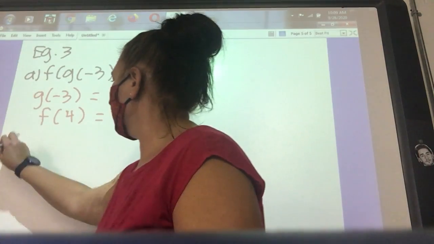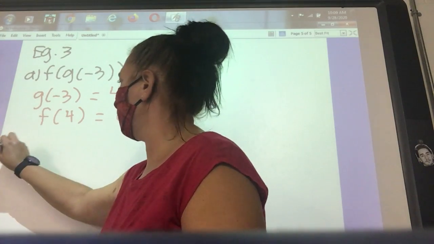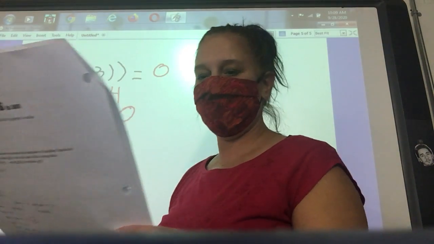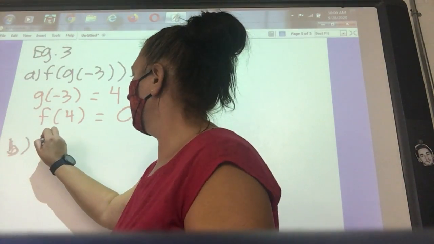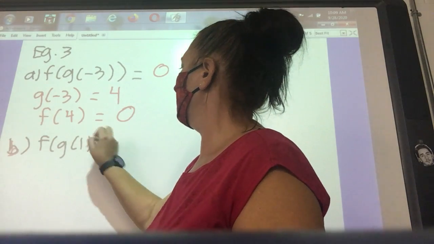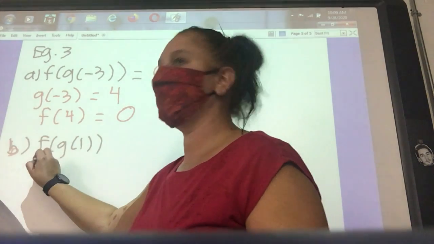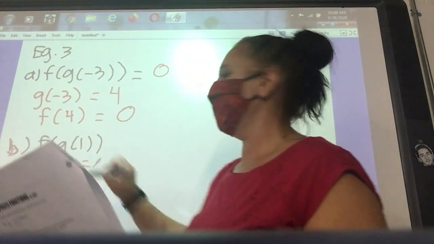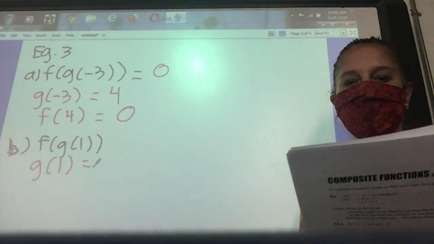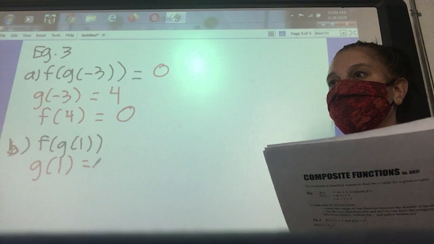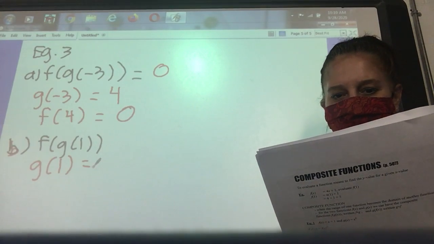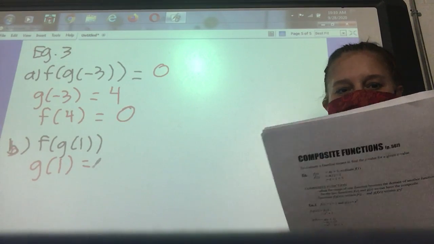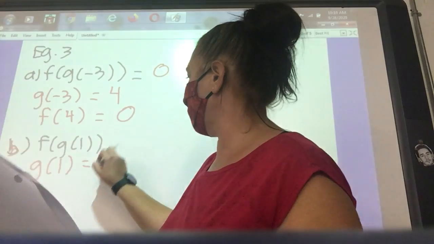Let's try a couple more doing graphs. The next question, what are we solving for, Matthew? F of g of 1. Good. So the first thing we have to solve for is g of 1. Looking at your graphs, what is g of 1? Oh, g of 1 is 0, correct.